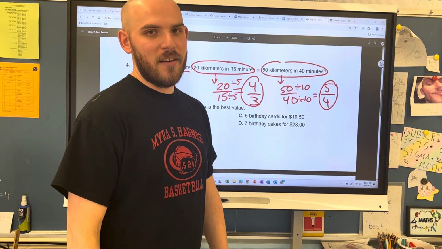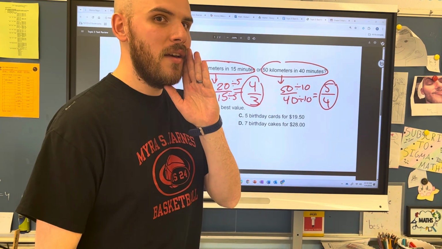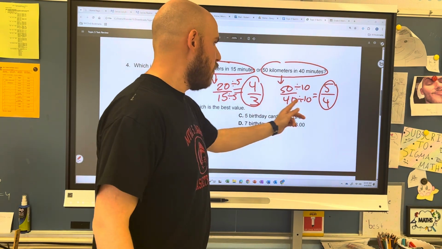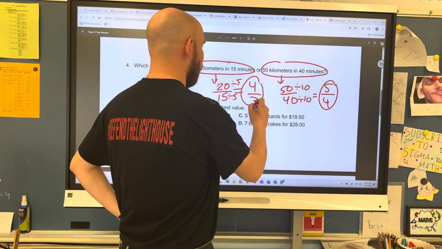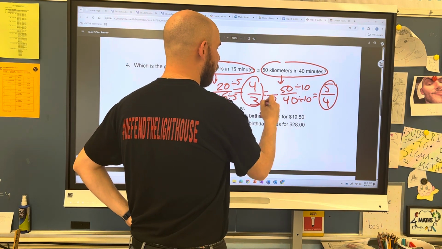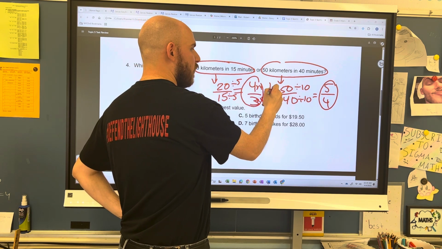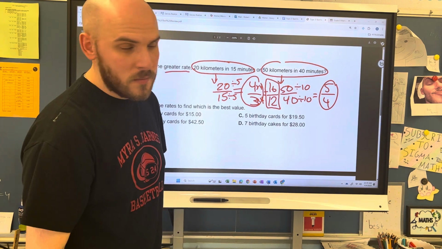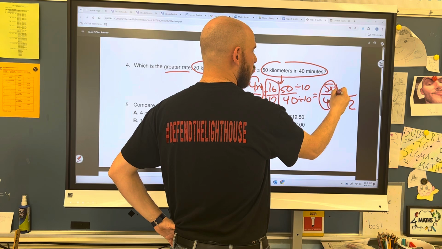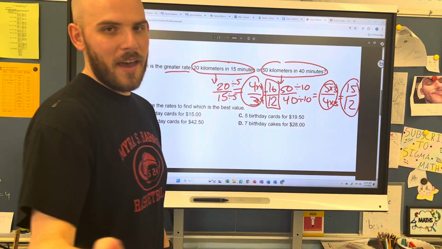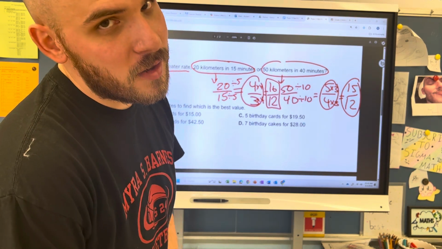Well, that's anybody's guess, because they have different denominators, so we can't compare them yet. So I'm going to make them have the same denominator. Can you think of a number that 3 and 4 can go into? That's right, 12. So if I make this a 12, that means I'm going to be multiplying by 4. So I'm going to do that on the top. So I have 16 over 12 over here. And then for this one, if I make this a 12, I'm going to have to times by 3. And I get 15 over 12. Now let me ask you, if they have the same denominator, we just have to look at the numerator. So what's a bigger number, 16 or 15?